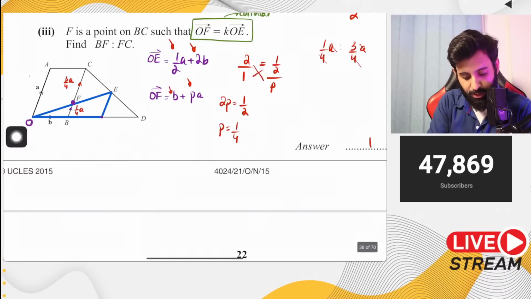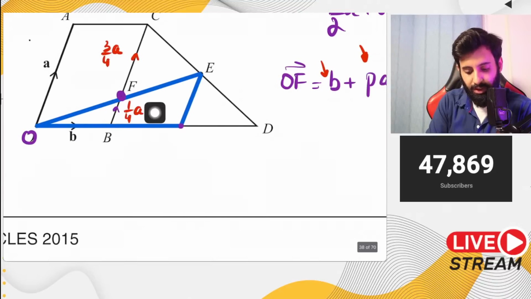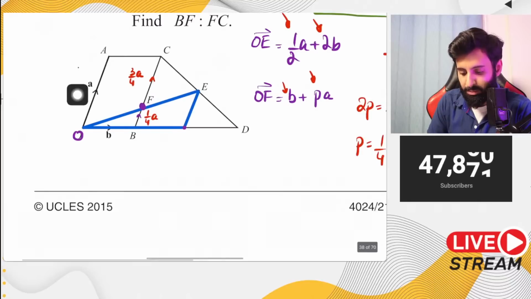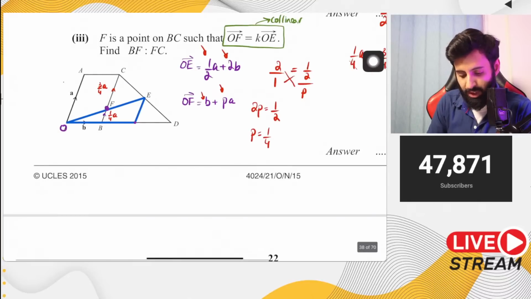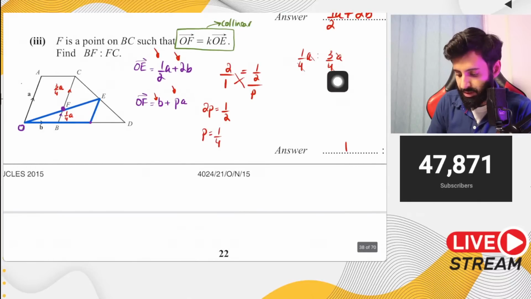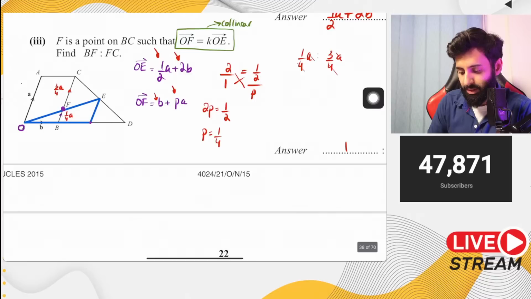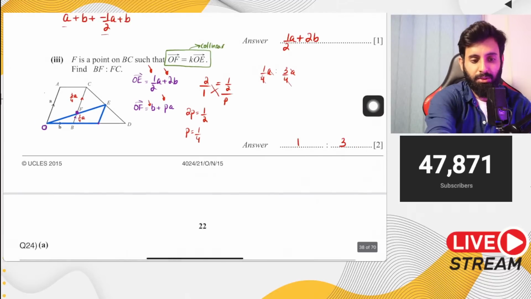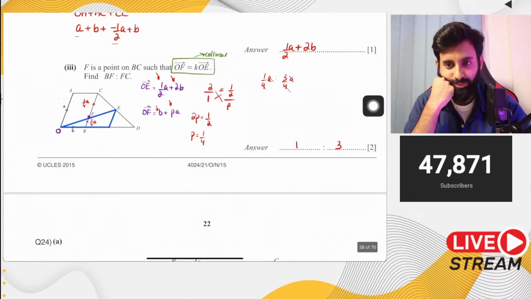That means कि ये जो छोटा सा part आप देख रहे हैं ये 1/4 of A है, तो ये वाला part कितना होगा? 3/4 of A होगा. Now the question is asking you to write down BF ratio FC. So BF is 1/4 of A, FC is 3/4 of A. Simplify, cancel out the A, and you're left with 1:3. There you go.